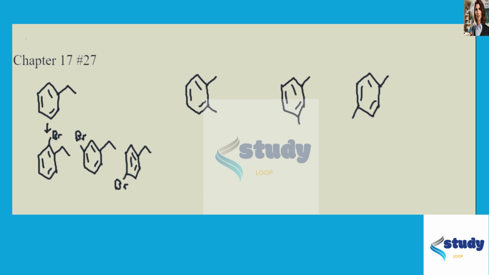Okay, so for the second molecule, we would really only have 2 isomers here. So we can put, okay, so there's the molecule itself. So we could put a bromine on the top, or we could put a bromine on the next carbon over, like that. Okay, and so those are our 2 choices there.